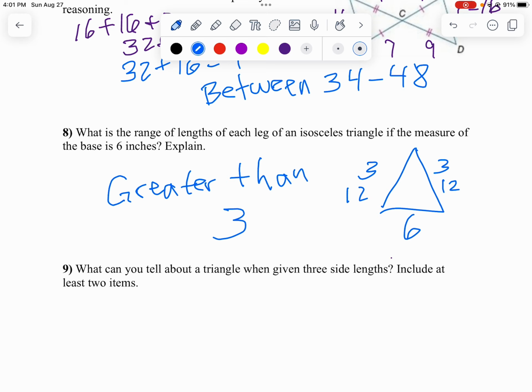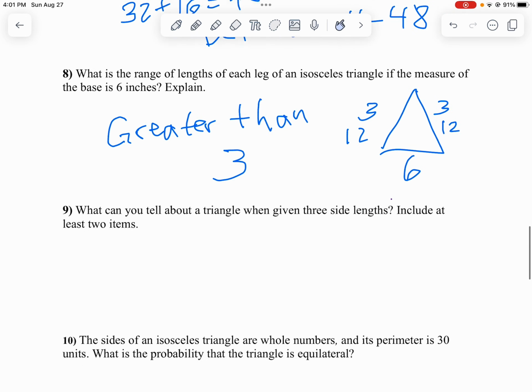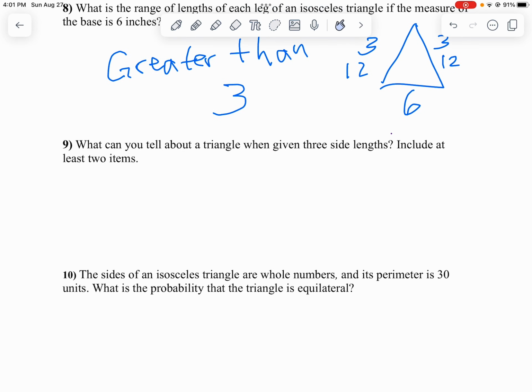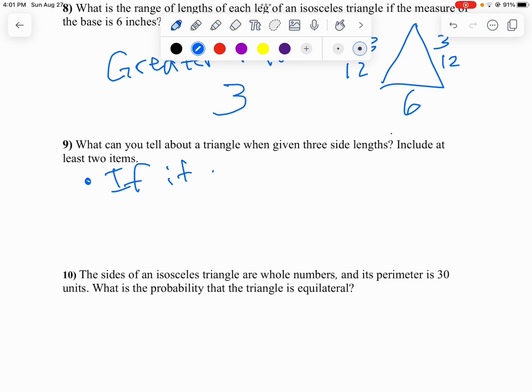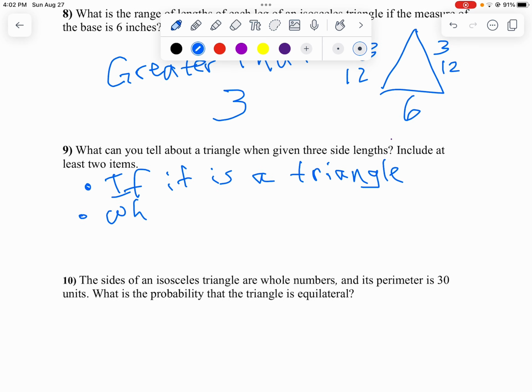Now, if we take a look at number 9 here, what can you tell about a triangle when given 3 side lengths? Give at least 2 things. Well, number 1, we can tell if it is a triangle. Because that's what we did this lesson. In the previous lesson, we know where the biggest angle is.